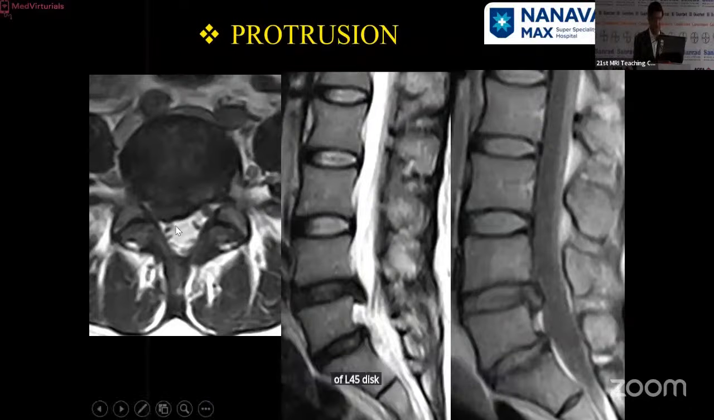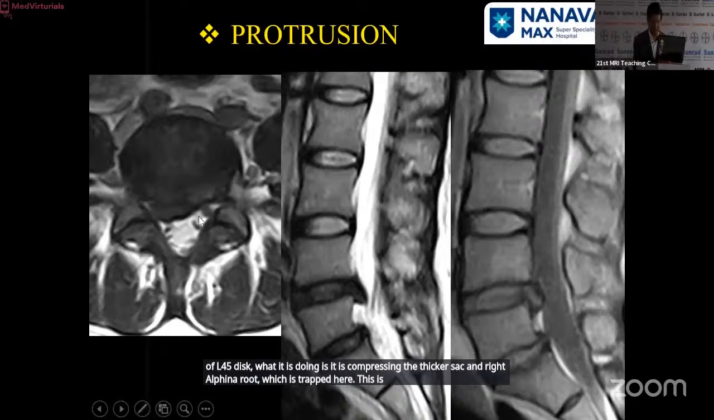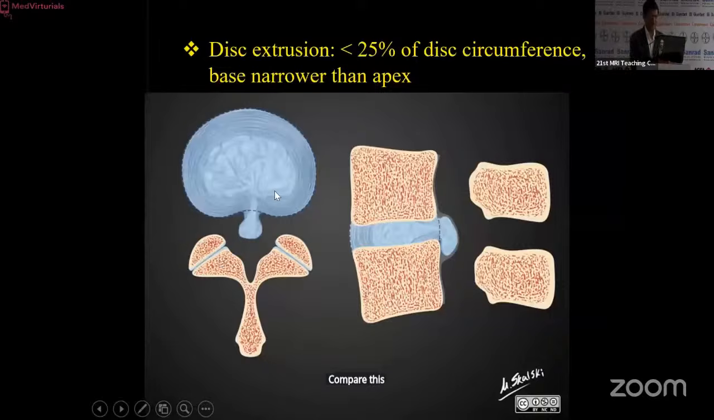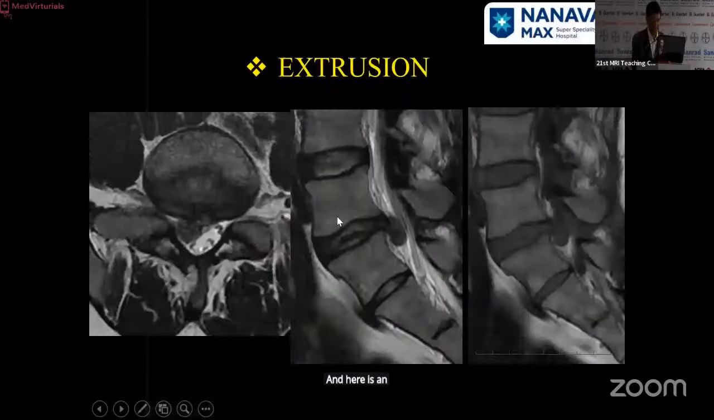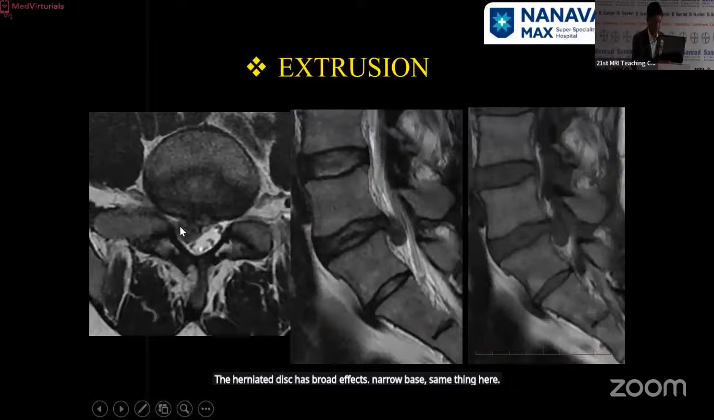What it is doing is compressing the thecal sac and the right L5 nerve root, which is trapped here. This is the normal left L5 nerve root. Compare this with disc extrusion, where the base of the herniated disc is narrow and the apex is broader. And here is an example. If you see this L4-5 disc, the herniated disc has a broad apex, narrow base. Same thing here. Narrow base, broad apex.